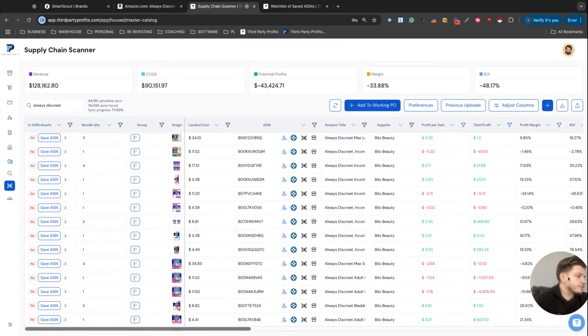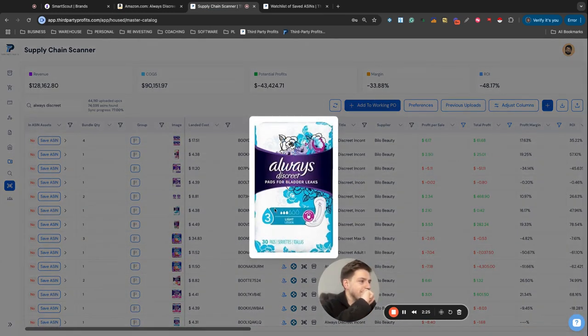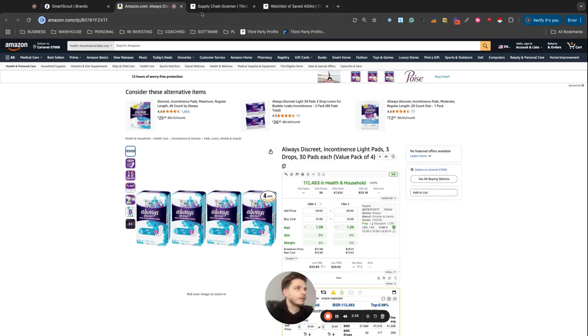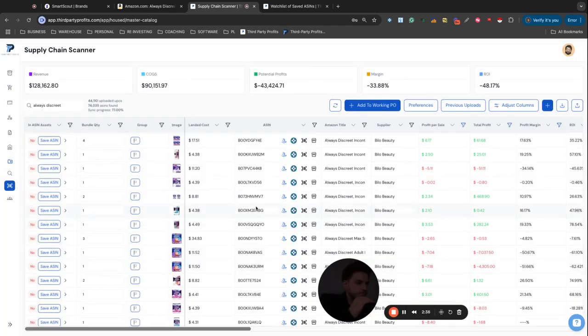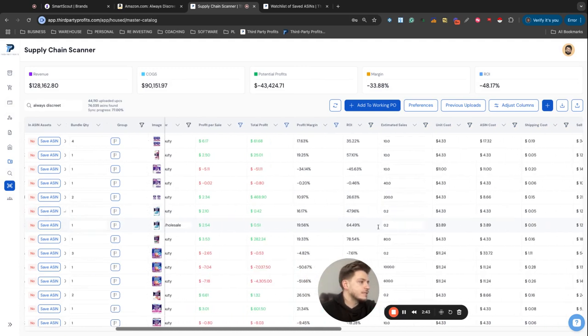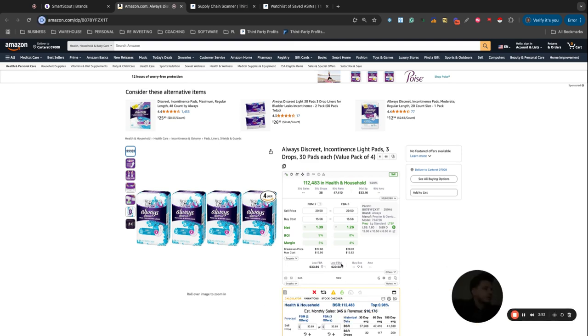So now I'm going to be trying to find a product packaging that looks similar. So it seems like this one right here looks kind of similar, light 30 pads, pads for bladder leaks, light. Okay, so that is in fact the same item. Awesome. So now let's just try to see who has the lowest cost. So I'm going to click this button. I'm going to notice that Value Wholesale here has it at $3.89 per unit. And this is being sold as, I believe it was a 3 or 4 pack. Awesome. This is a 4 pack here.